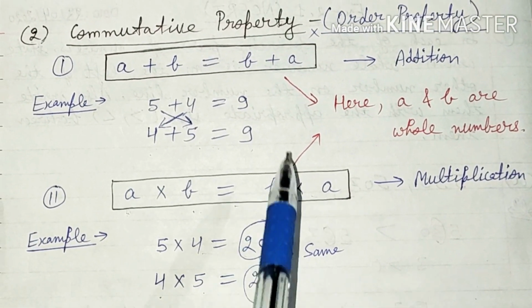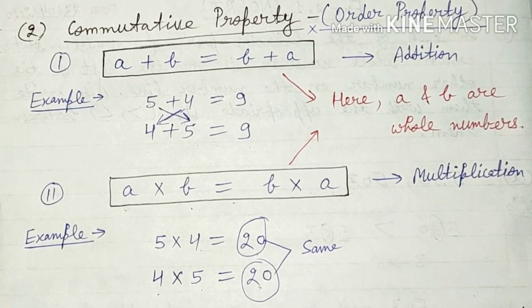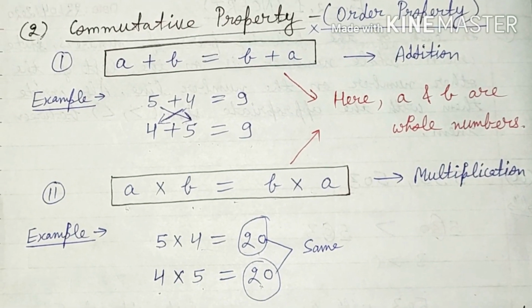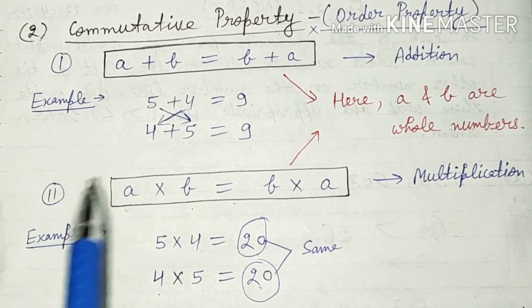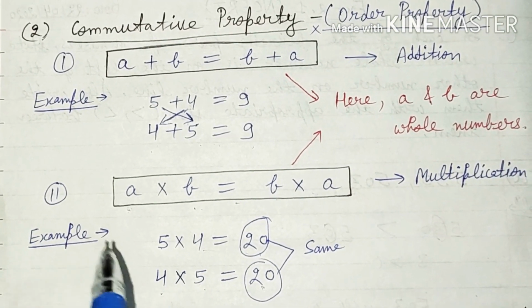So is this property, commutative property, applicable to subtraction and division also? Try some examples yourself and see whether this commutative property is applicable to division and subtraction.